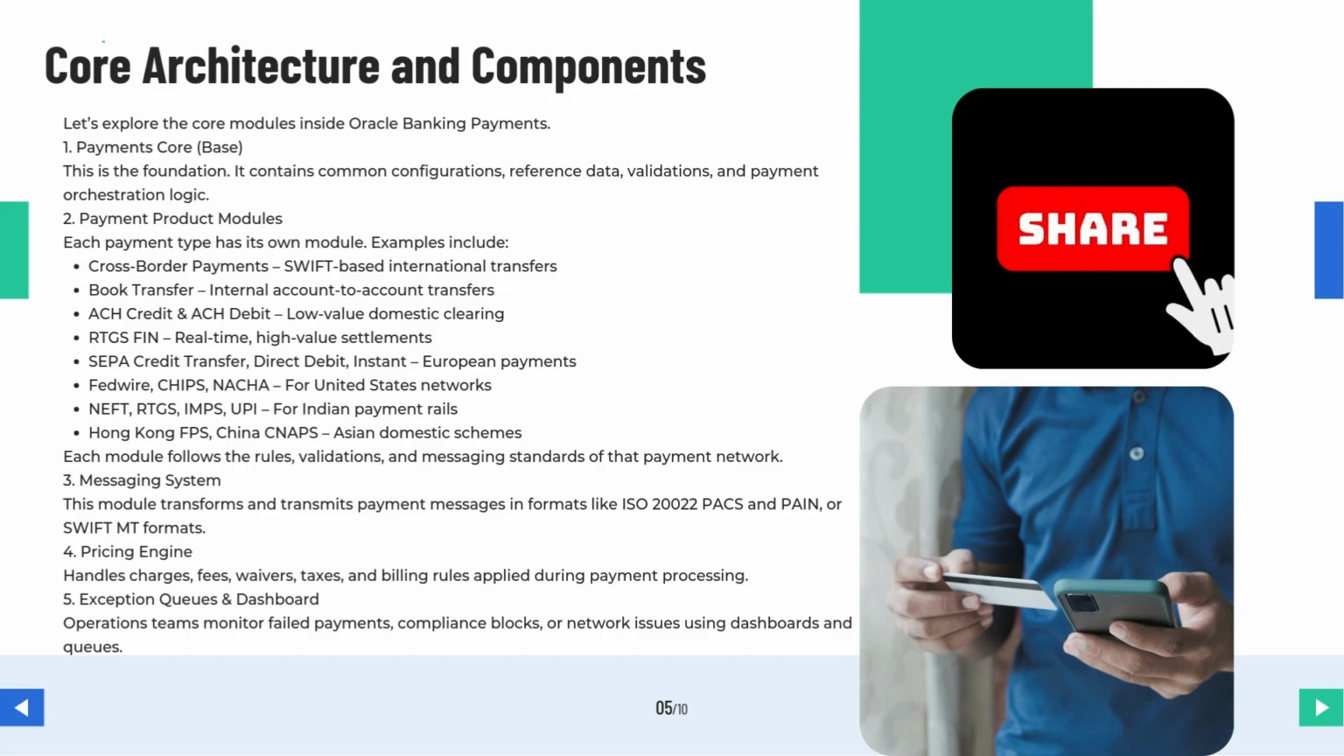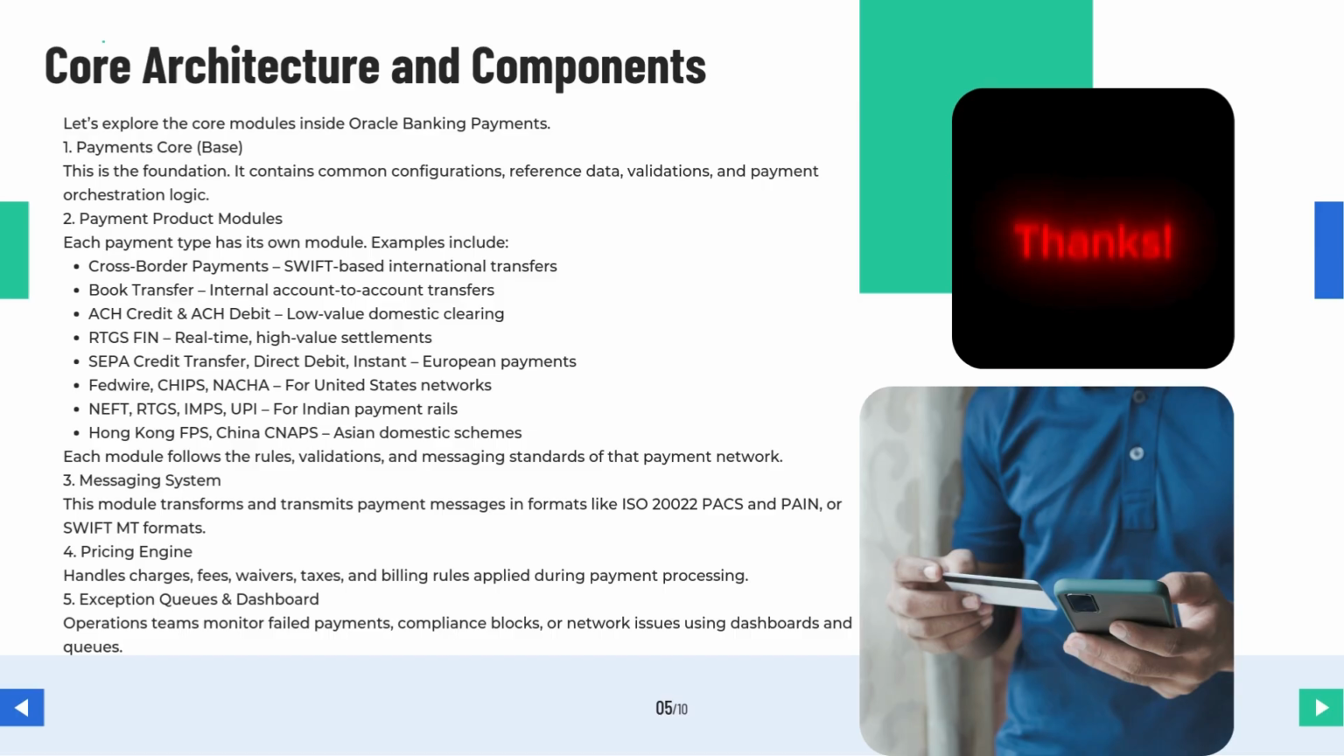3. Messaging System. This module transforms and transmits payment messages in formats like ISO 20022 packs and PAIN or SWIFT MT formats. 4. Pricing Engine. Handles charges, fees, waivers, taxes, and billing rules applied during payment processing. 5. Exception Queues and Dashboard. Operations teams monitor failed payments, compliance blocks, or network issues using dashboards and queues.